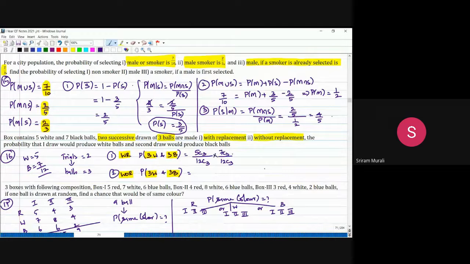Why? They are independent of colors. If I take white in the first trial, it does not influence black and vice versa. Therefore, they are independent of colors.